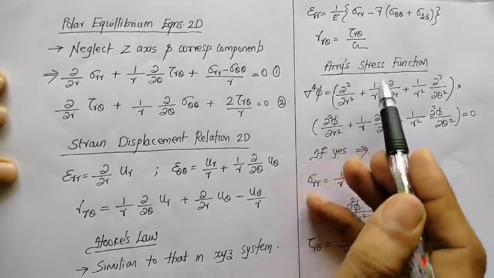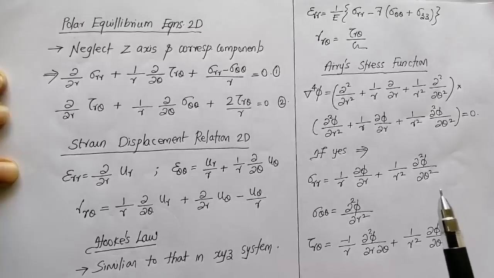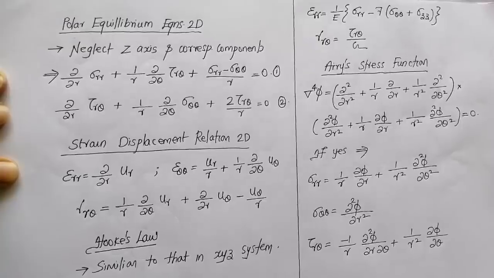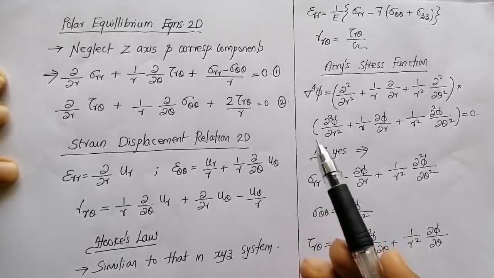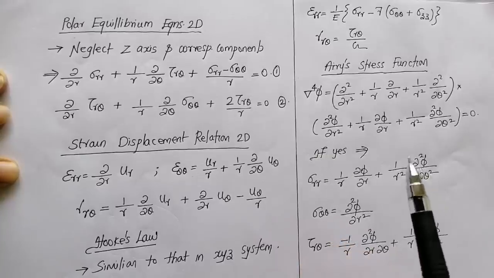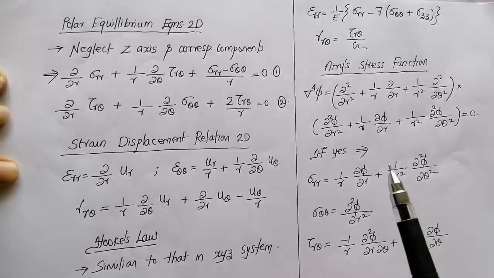Now, what is Airy's stress function here? In the XYZ coordinate system you might be remembering we need to check ∇⁴φ = 0. If ∇⁴φ = 0, it is a stress function, then we have to find out σ_xx, σ_yy and τ_xy. So, in the r θ z system, how do you know whether the given problem is an r θ z problem? The equation will contain variables r, theta or z.